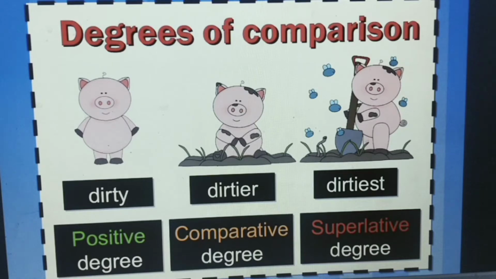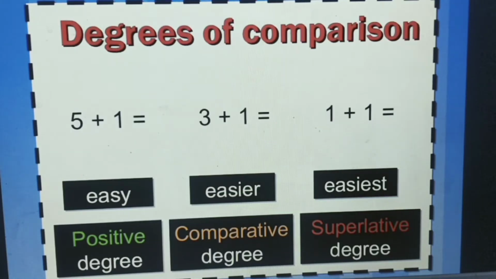Dirty, dirtier, dirtiest. Dirty positive degree, dirtier comparative degree, dirtiest superlative degree. Easy, easier, easiest. Easy positive degree, easier comparative degree, easiest superlative degree.